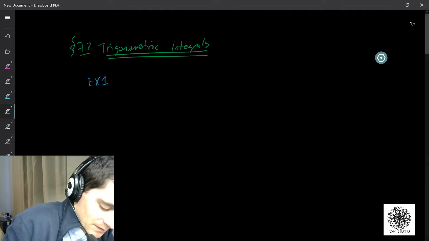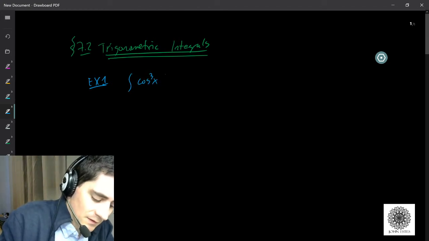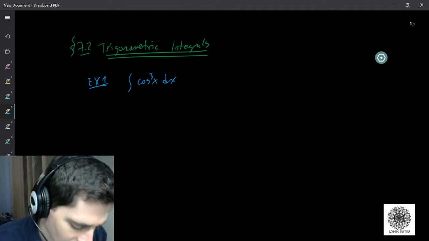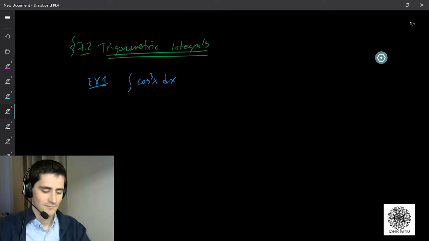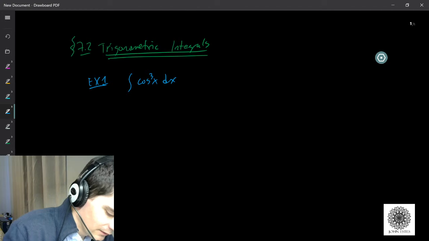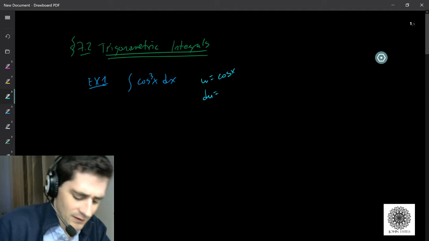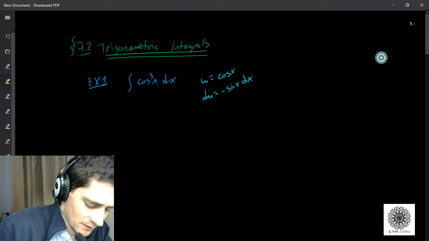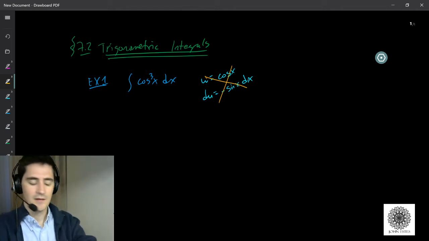So here's my first example. I want to integrate cosine cubed x dx. Now, I look at this and first I want to try to do a U substitution maybe, but what could you do? If we let u be cosine x, then du is the derivative of cosine, which is negative sine x dx, and that is not going to work for us at all, right? I don't have any sines in it.